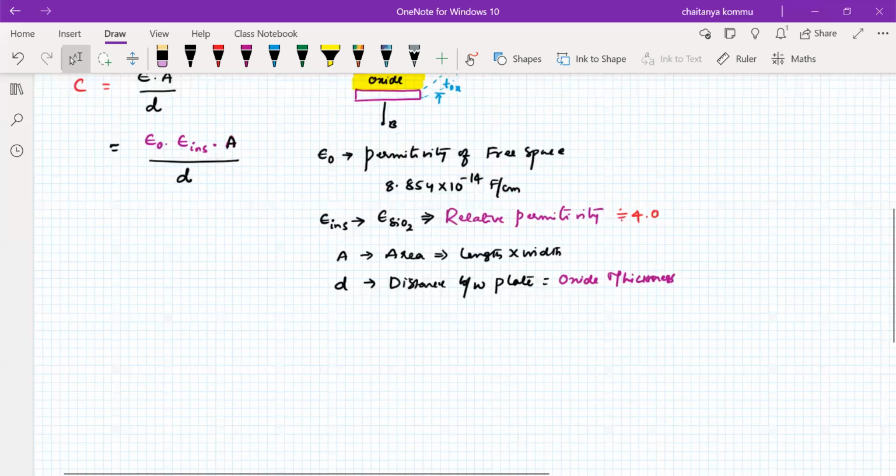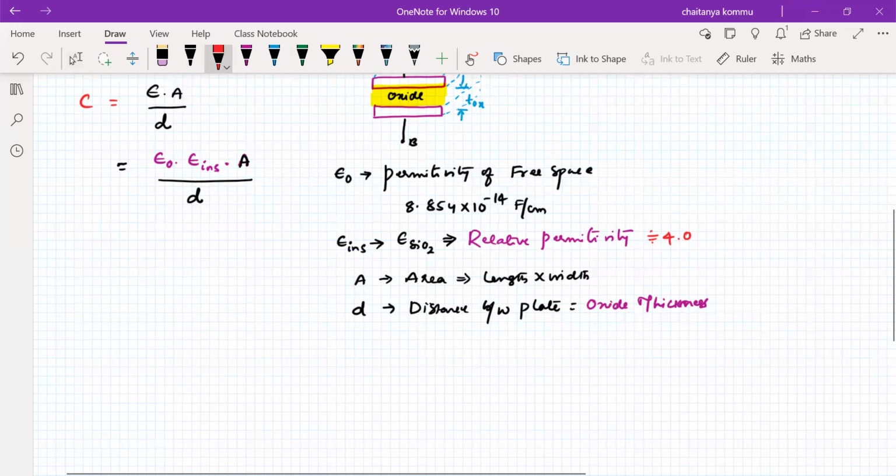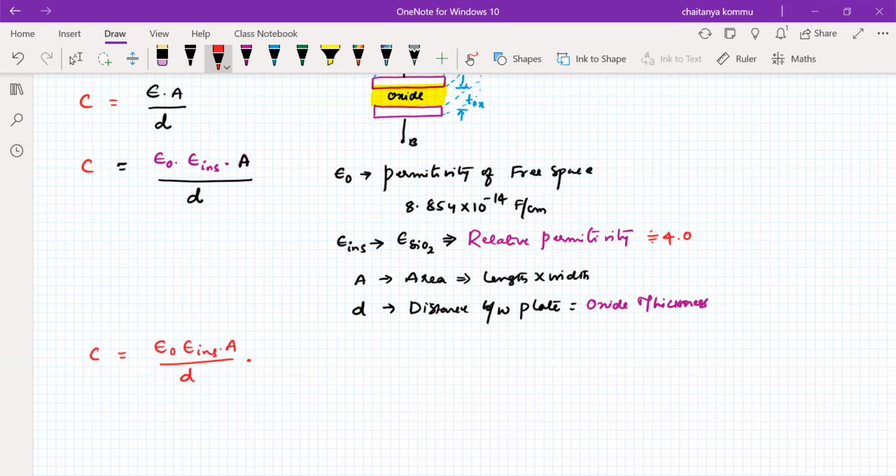for this capacitance. What is the unit for this capacitance? Generally, the C that we have calculated here is epsilon naught into epsilon insulator into A divided by D, and the units we have to write in femtofarads per micrometer square. From the VLSI design point of view, all the feature sizes are in microns. That's the reason the capacitance formed within these layers will be in femtofarads. It is not more than femtofarads; it will be in femtofarads.